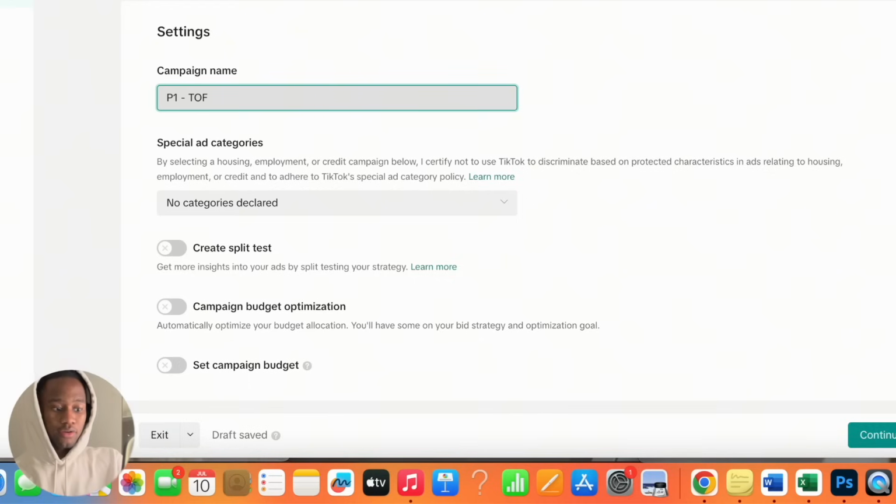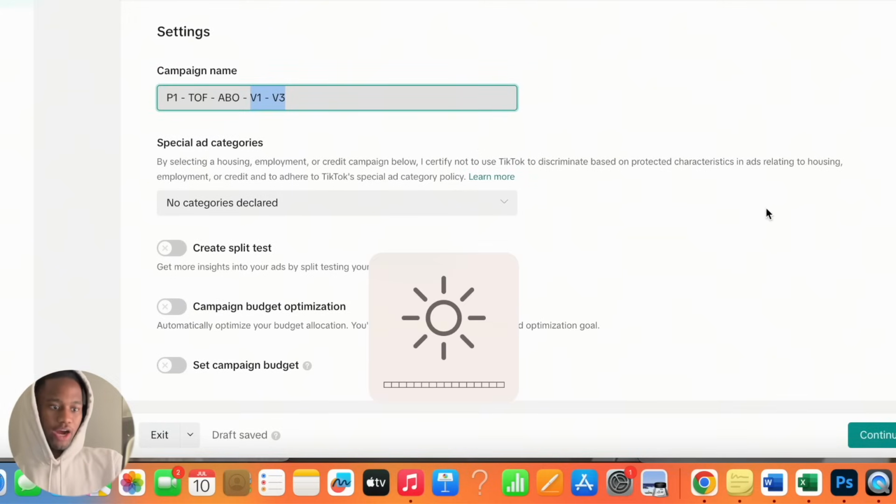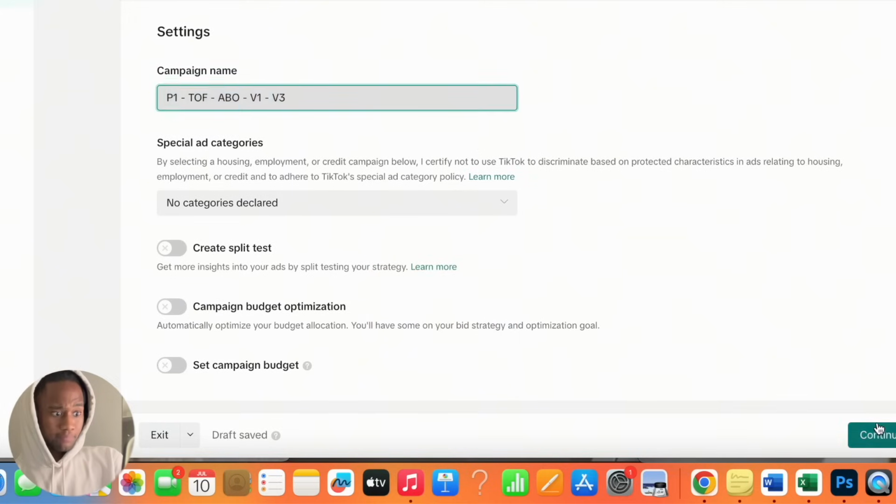Top of funnel ad. Then I named it ABO, and then I think I named it videos 1 to 3. So essentially this means product 1, top of funnel ad, ABO, video 1 to 3. I didn't have multiple different angles. Usually I would put angle 1 to angle 3, but because I only had one angle, I just named it video 1 to video 3. But don't worry if you don't understand that. You really don't need to understand that. I'm just overkilling it right now. But essentially, this is what I named my campaign. Click continue.